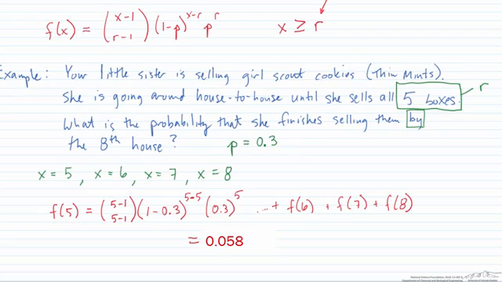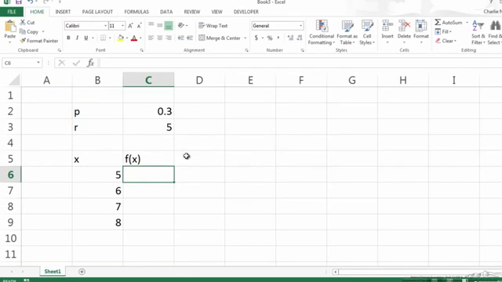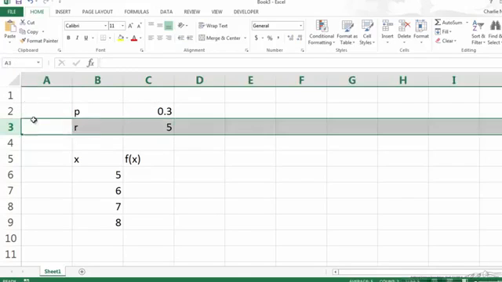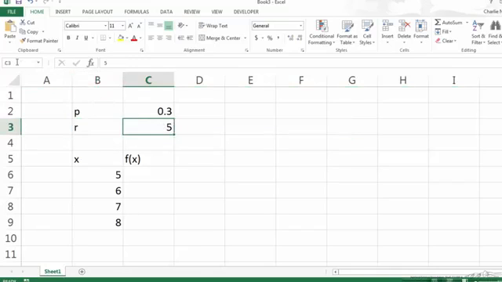I'm going to show you how to do this in Microsoft Excel, because Microsoft Excel has a really nice negative binomial distribution function. So I'm over here in Microsoft Excel. I've put a cell here for the probability of success. I'm going to name that P up here in the name box. We want 5 successes, so I'm going to name that R. Oops, in Microsoft Excel we can't name things R, so I'm just going to call that RR.